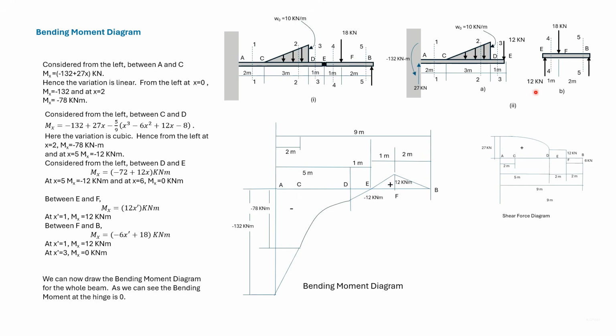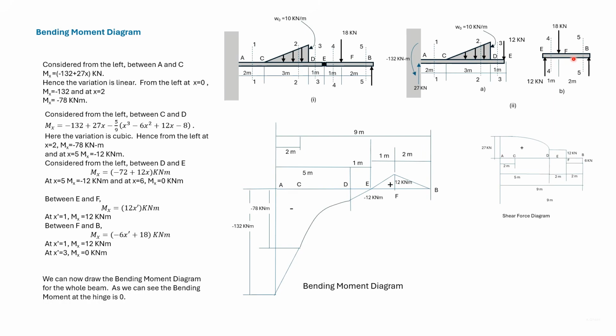We found the bending moment between E and B separately. The bending moment between E and F was given as 12 x dash, where x dash was the distance from the point E. So at x dash is equal to 1, the bending moment was 12. The variation is linear, so the bending moment at E and the bending moment corresponding to F has been joined by a straight line.